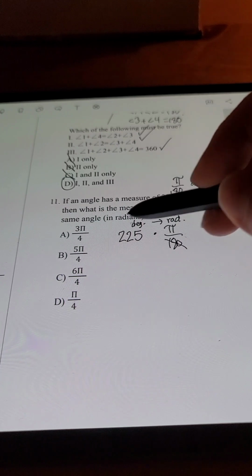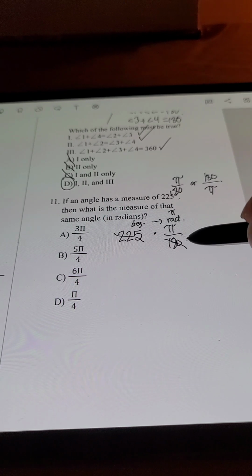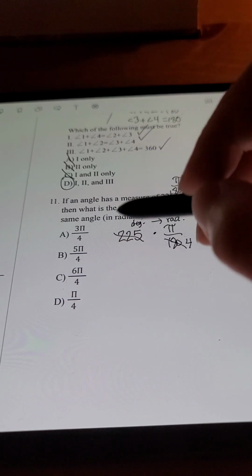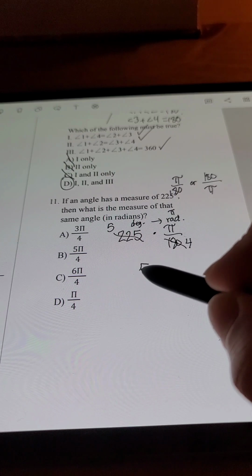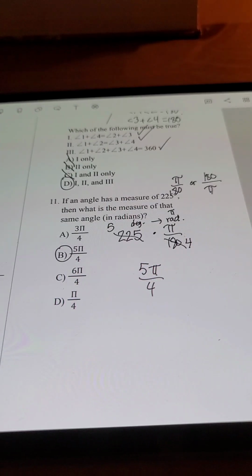And you want to just cross cancel whenever you can as well, to make your life a whole bunch easier. So 45 goes evenly into both of these. It goes in 4 times into 180, and it goes in 5 times into 225. So now you have 5 times pi over 4, which is just 5 pi over 4. So the answer would be B.